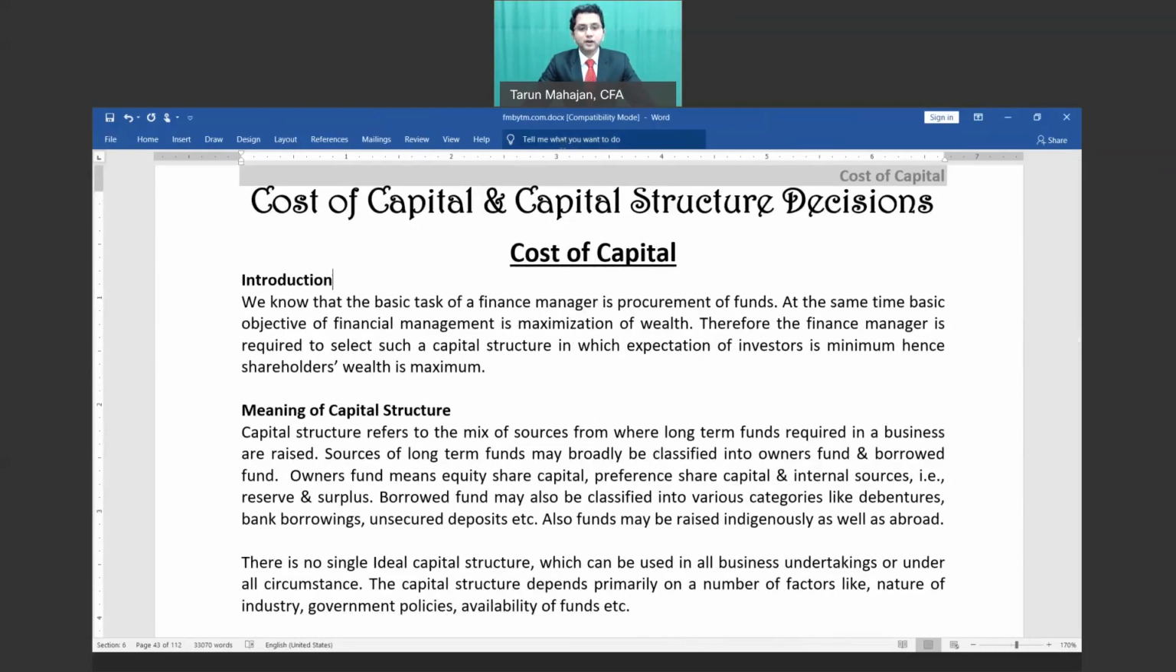Okay, so here we go with our next chapter, that is capital structure and cost of capital.